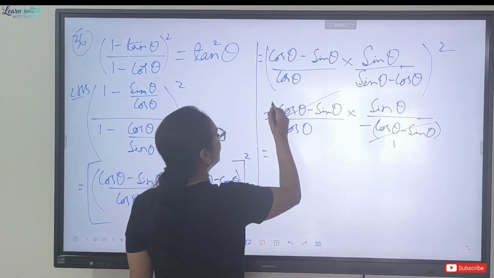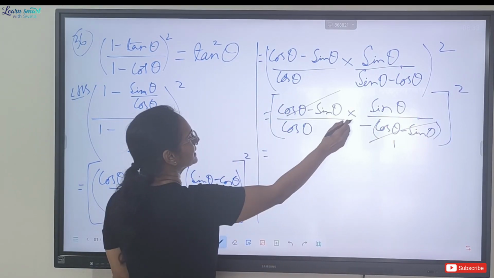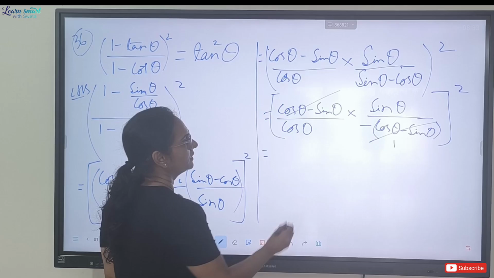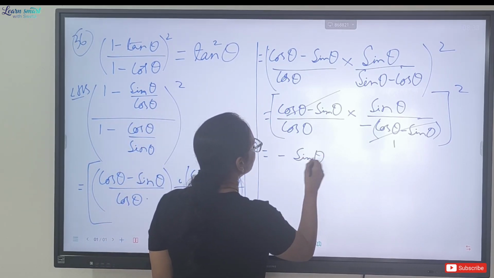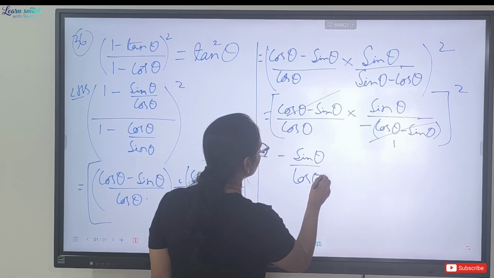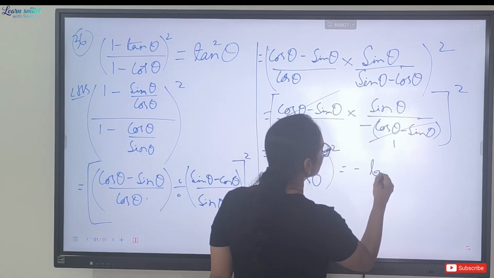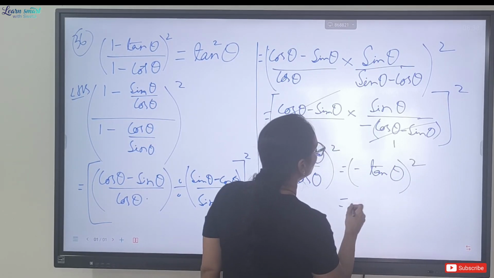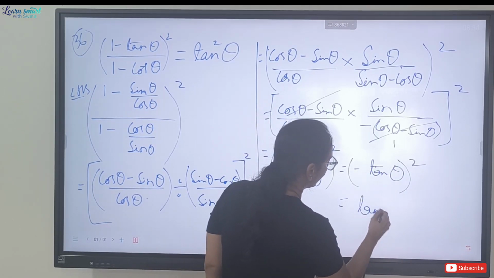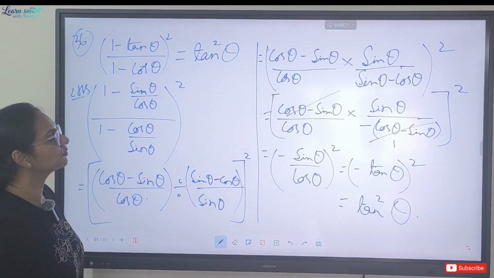So we can write, and we have whole square also. So we can write this as sin theta by cos theta and minus, sin theta by cos theta the whole square, which is minus tan theta the whole square, which will give us tan square theta. And that's what we had to prove.